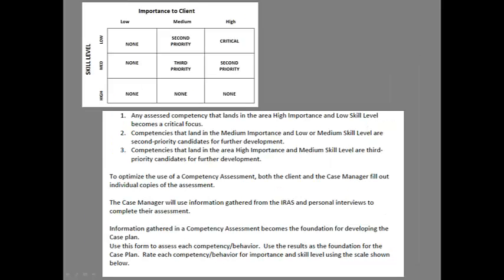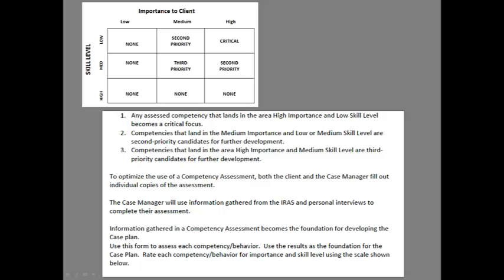So the way this is going to work is that any competency that lands in the area of high importance and low skill becomes a critical focus. So the upper right corner is the critical ones that need to show up in your case plan. And then notice how we've moved to second priority and third priority, and then ones that are very low, we just put no priority on those at all.